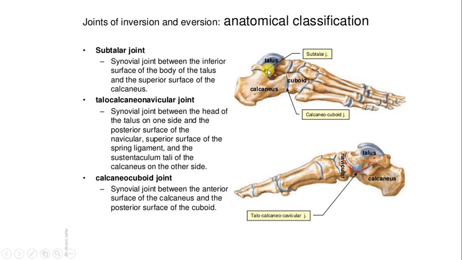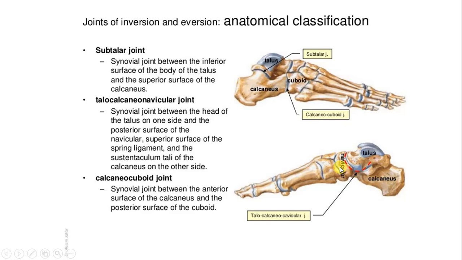Here we can see the subtalar joint between the inferior surface of the body of talus and the superior surface of the calcaneus. Talo-calcaneo-navicular joints. Here you can see the talo-calcaneo-navicular joint. It's also a synovial type of joint.